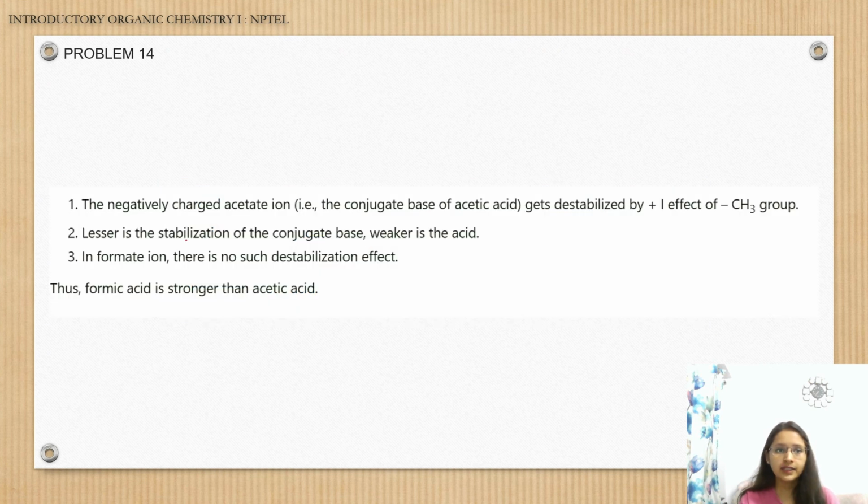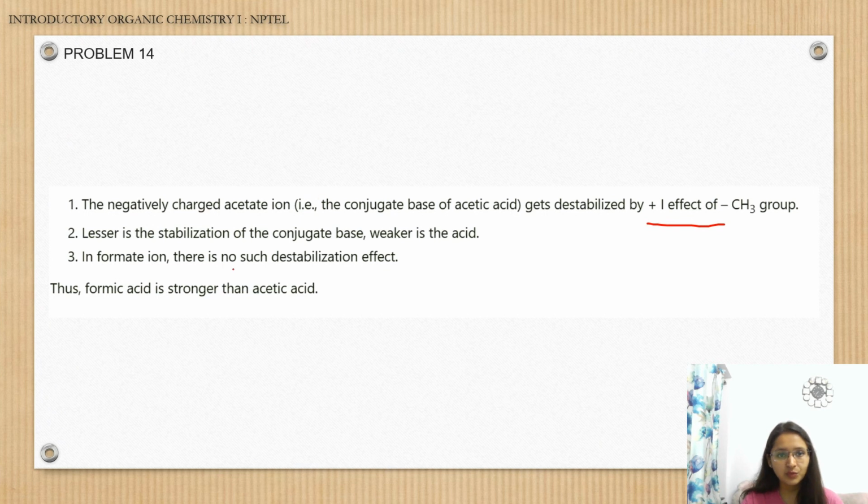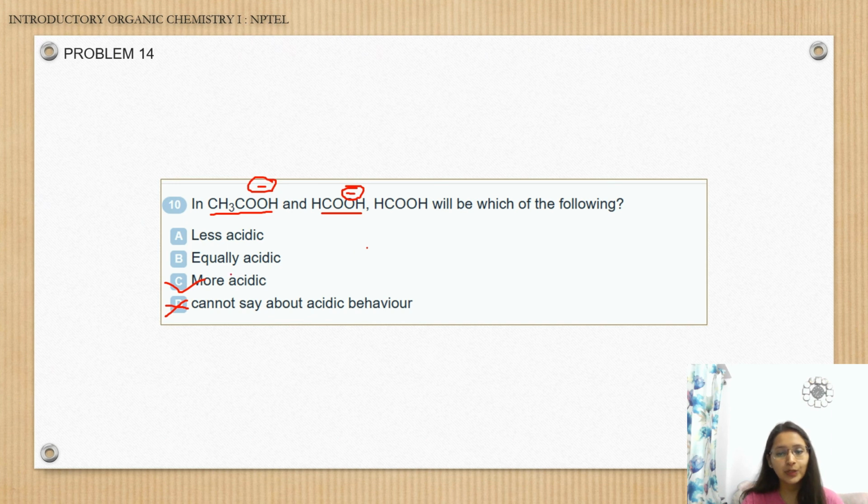See, there is one thing, the plus I effect of methyl, and the next thing is the stabilization of the conjugate base. You have to see that also. Conjugate base means after removal of the proton, this oxyanion is getting formed in both cases. Now this oxyanion is stabilized by methyl or hydrogen. Which group can stabilize it? Hydrogen. Why? Because methyl is electron releasing, right? So the plus I effect is there. It will destabilize the negative charge, but H is not like that, so it will stabilize that negative charge more. So here also, according to this point, we can say that formic acid is more acidic. Fine.